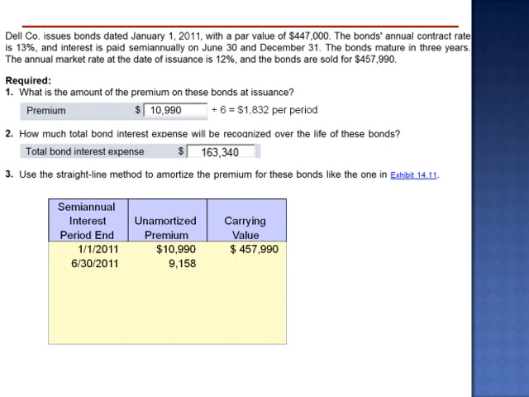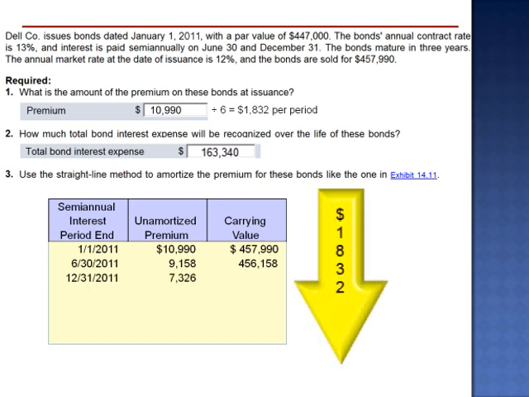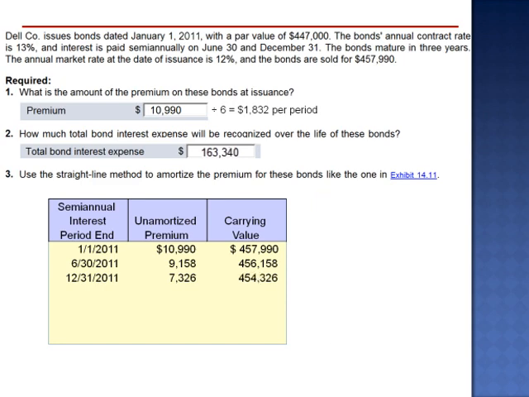$9,158, and the carrying value drops by the same amount to $456,158. At the end of the second period, we subtract an additional $1,832 from the unamortized premium, dropping it to $7,326, and the carrying value drops by $1,832 to $454,326.